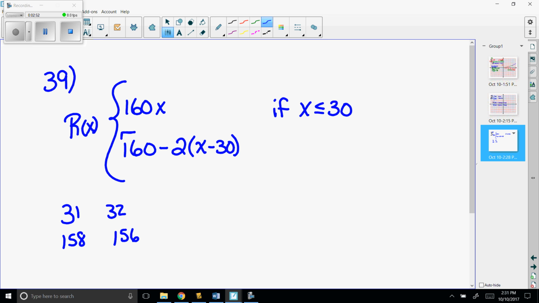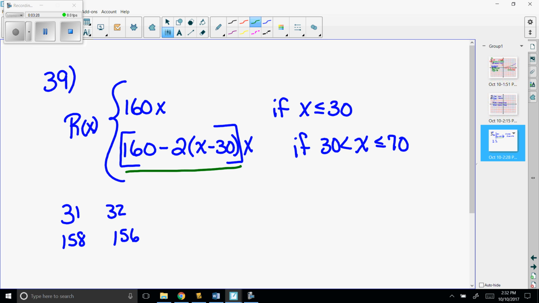Now, what does that tell you? That's the amount each person pays. But the total fare, the revenue, is all that times X, the number of people, if X is greater than 30 but less than 70. Why do you multiply all of that by X? Because you just found the price of one person. The part in the brackets is just the price per person, so you have to multiply it by X, the number of people.